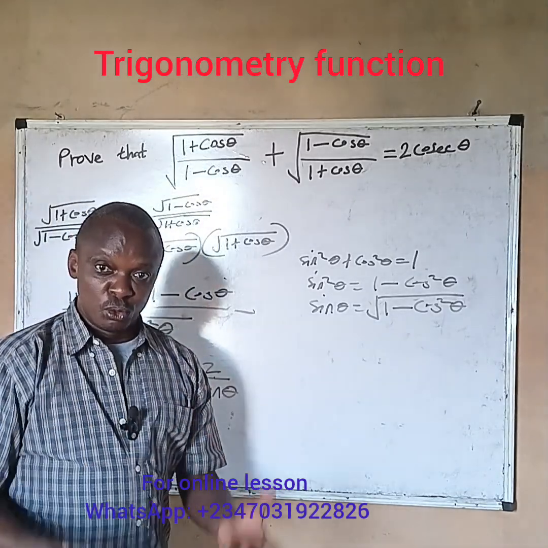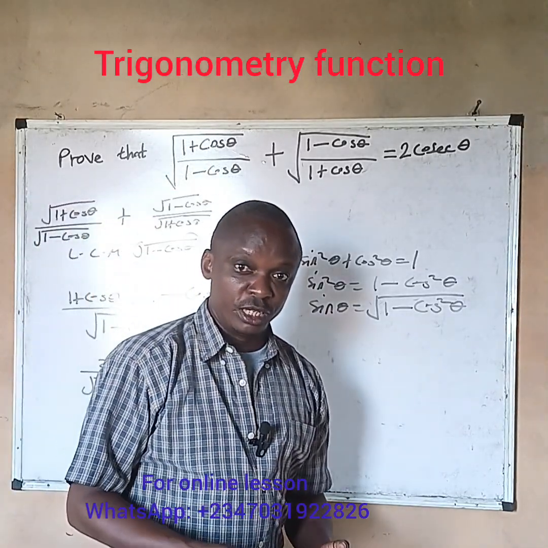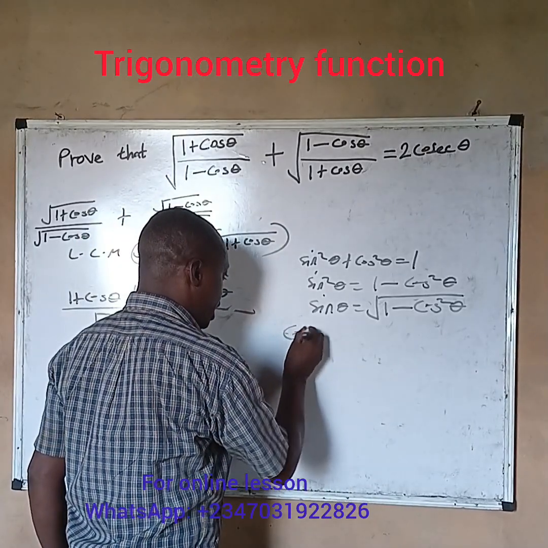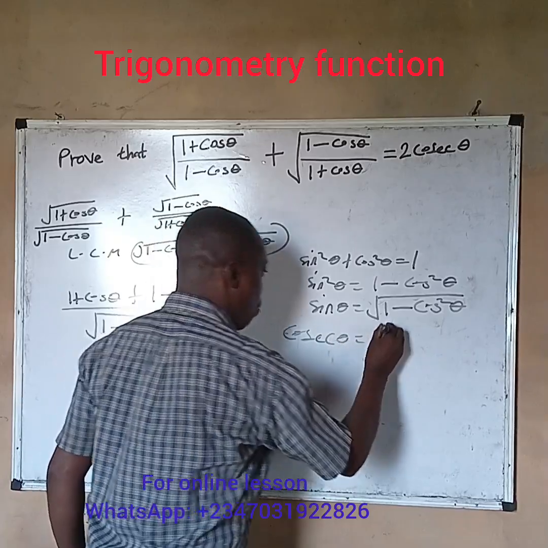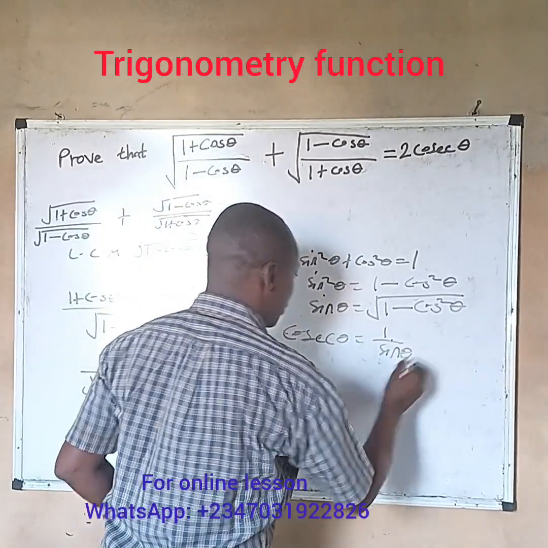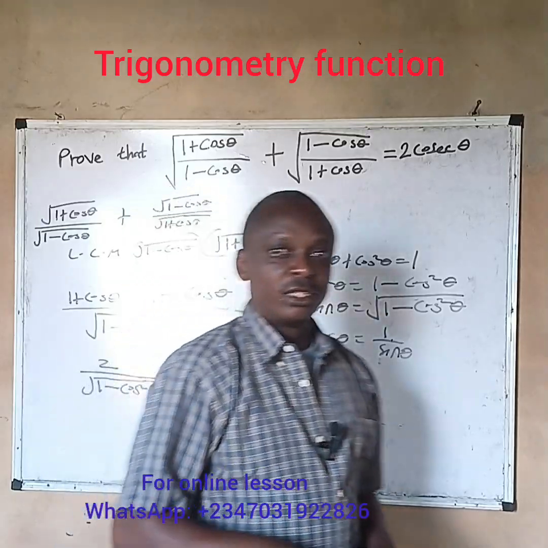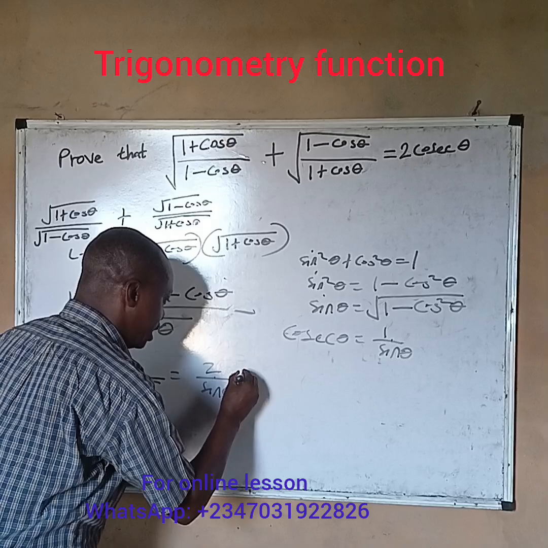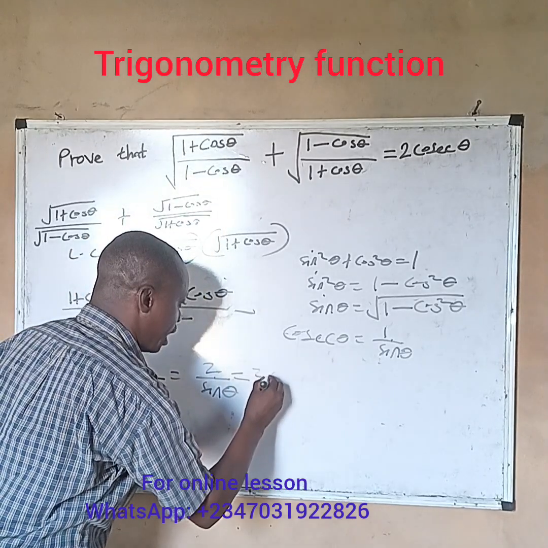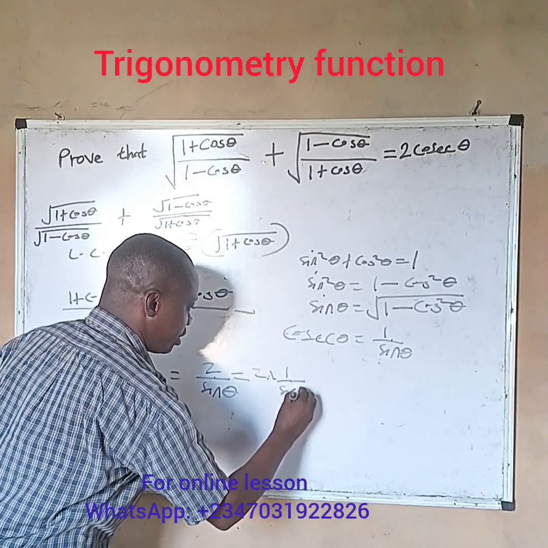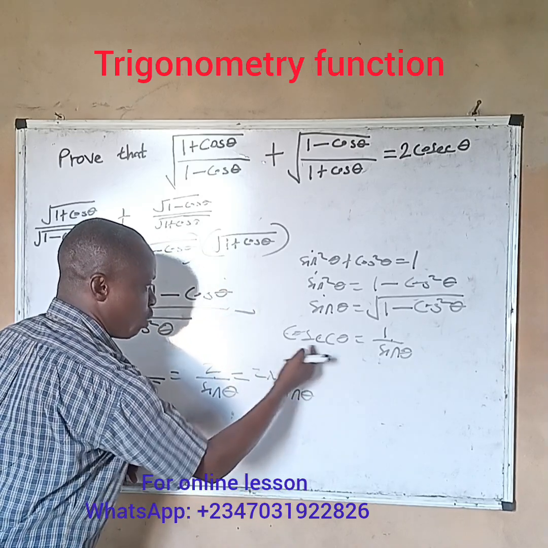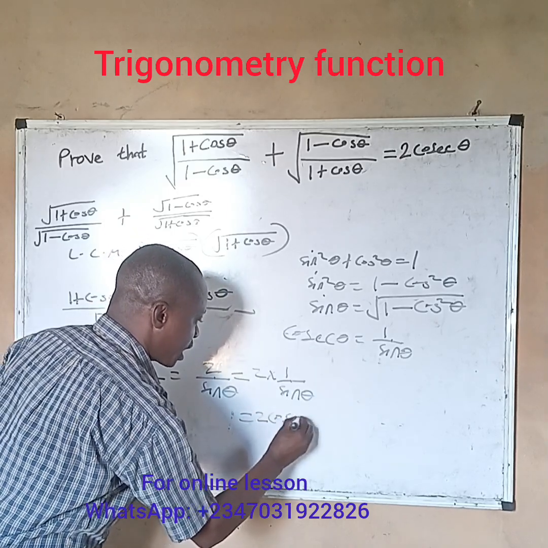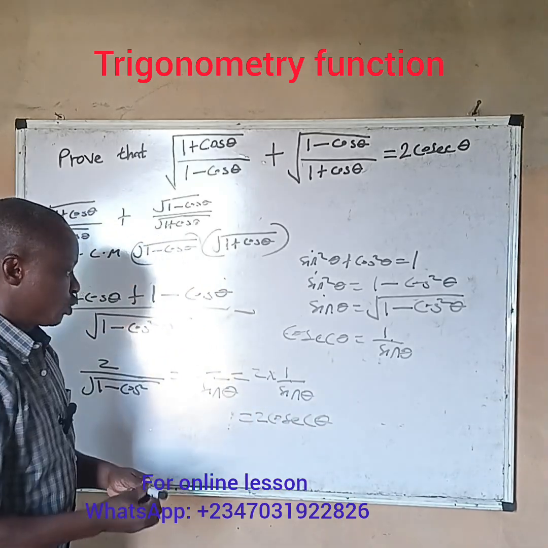But you and I know that one of the reciprocals in trigonometry is that cosec theta is equal to 1 over sine theta, whereas sec theta is equal to 1 over cos theta. If that is the case, I can easily rewrite this as 2 times 1 over sine theta. And so 1 over sine theta is equal to cosec theta. Therefore, I'm now having 2 cosec theta. That is what this now gives to me.